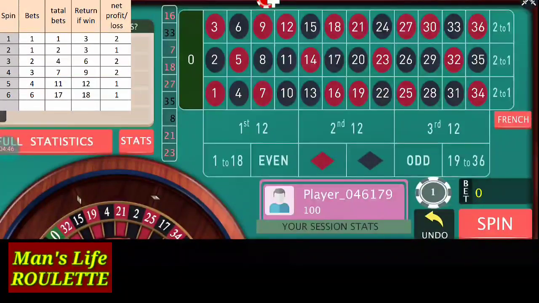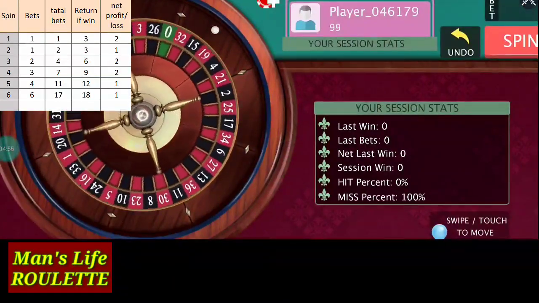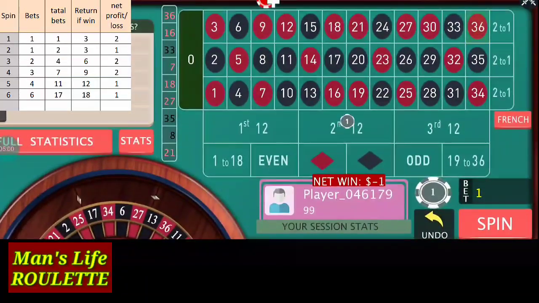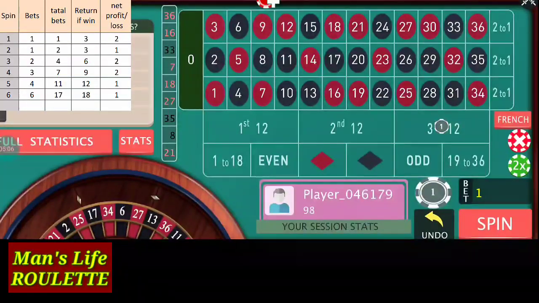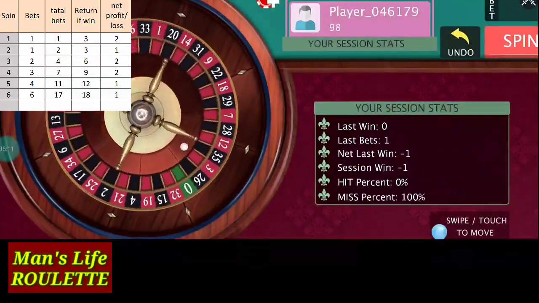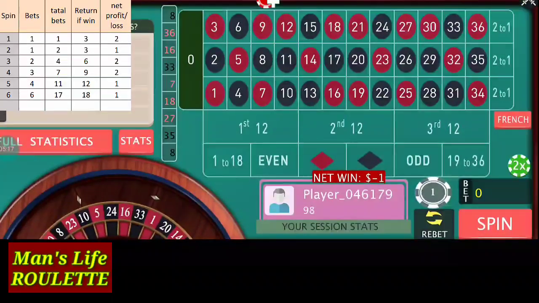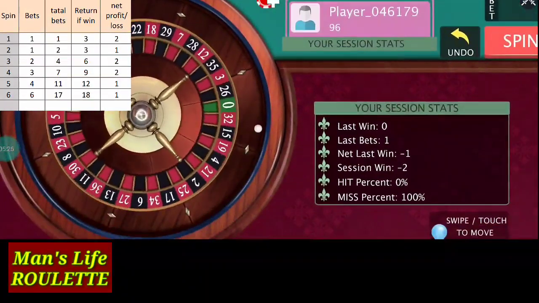So let's start the game. I have decided this is the first spin I'm playing, so here at the second dozen. I lose this first spin, so my second spin is with the same $1 bet at the third dozen this time. And again I lose here. I lose on the second dozen this time, so my third spin will be $2. So I have decided to go with the second dozen with $2.